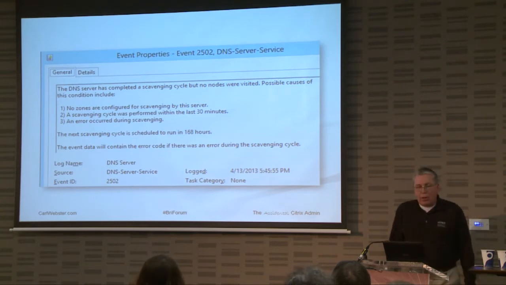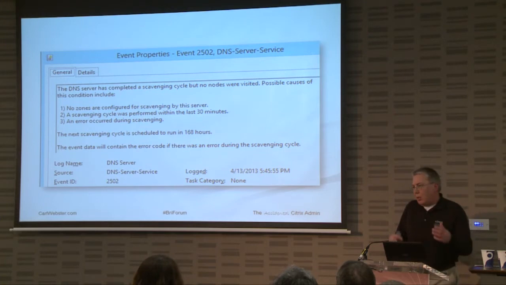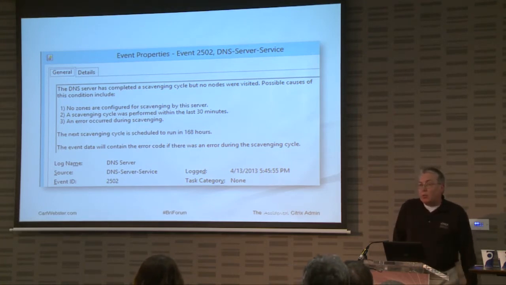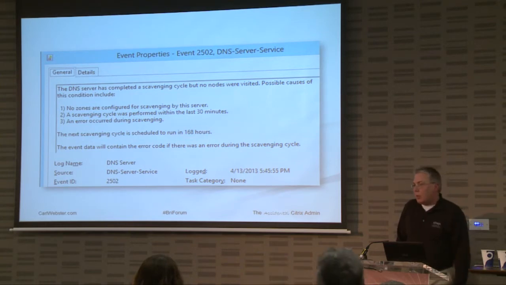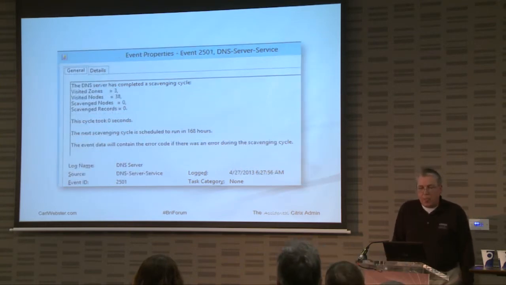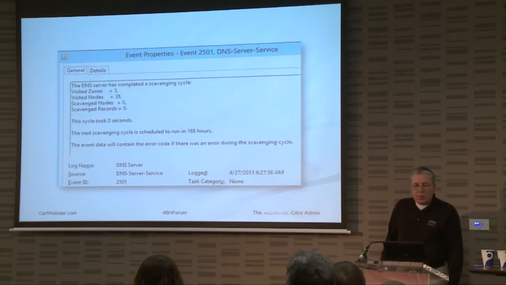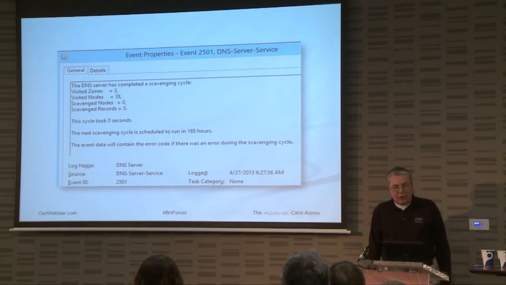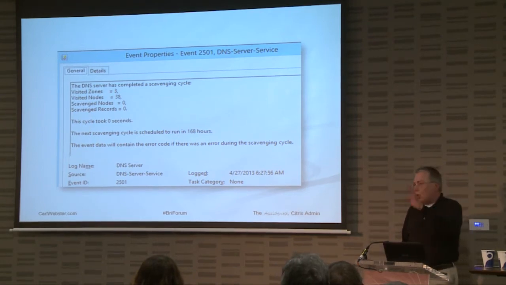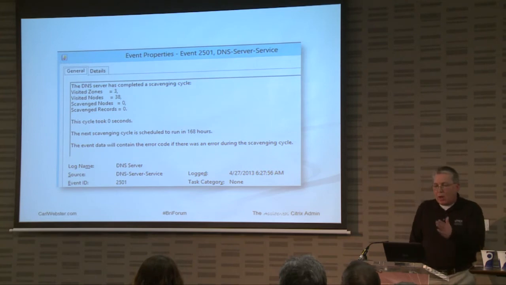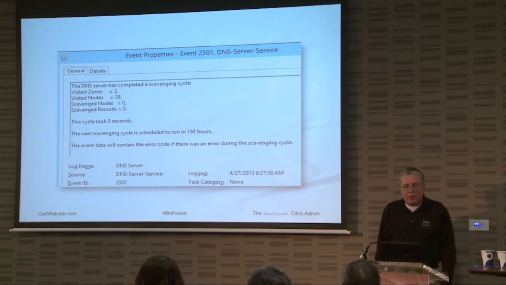2502 is going to tell you that, hey, I went out here to do a scavenging cycle, and this is what I did, and hey, my next scavenging cycle is scheduled for 168 hours or 7 days. A 2501 says, hey, I completed a scavenging cycle. I visited all these zones, nodes. This is what I scavenged. By the way, the next scavenging cycle is scheduled to run in 168 hours.